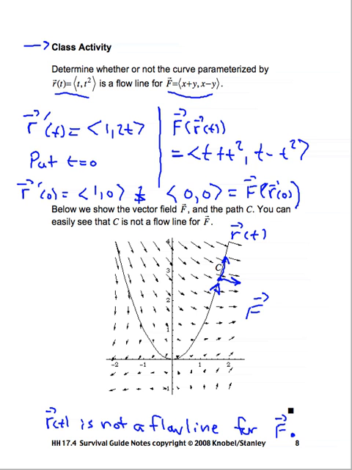So if you can find just one value of t for which r prime of t does not equal f of r of t, then the path is not a flow line, just a single t value. So it's a pretty strong condition to be a flow line. You have to have r prime of t equal to f of r of t for all values of t. So that's a fairly strong condition to satisfy. Okay, let's move on here.